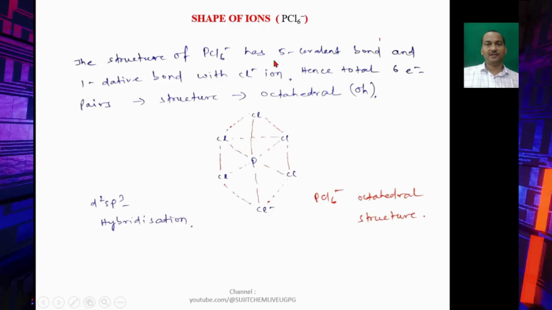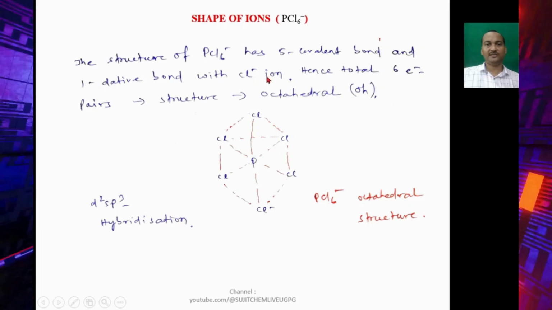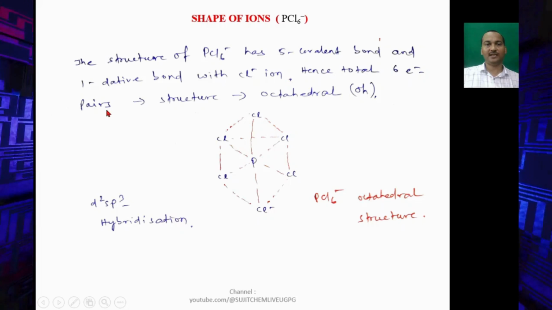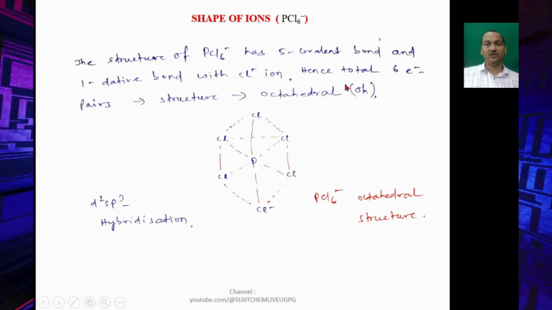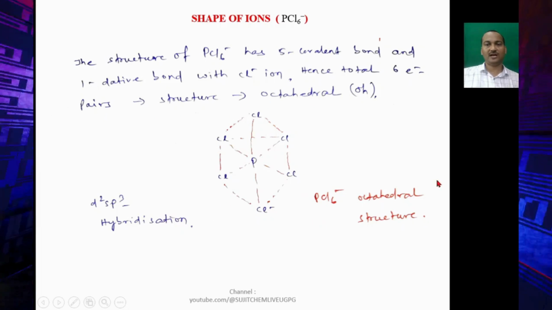So the structure PCl6 minus has 5 covalent bonds and 1 dative bond with the Cl minus ion. So hence there are a total of 6 electron pairs. So the structure is octahedral. So this is the structure of PCl6 minus, octahedral structure.